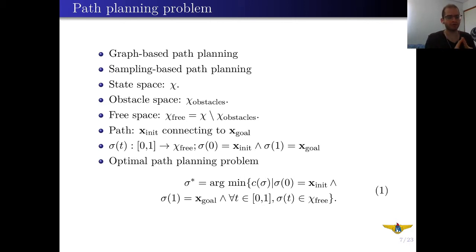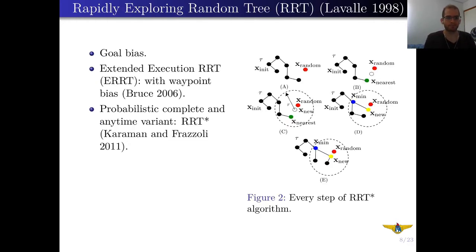And our main goal is to find a path connecting an initial state to a goal state. The optimal path planning problem is, of course, to attempt to find the best path in terms of length. It's an optimization problem, and the path must also be a feasible path. Therefore, it must not cross any obstacle.